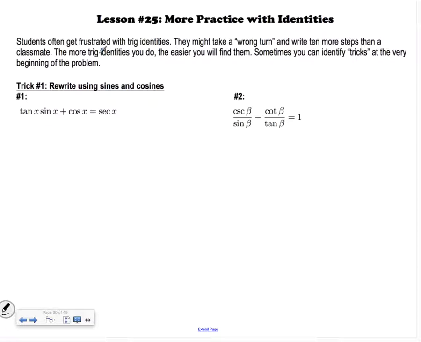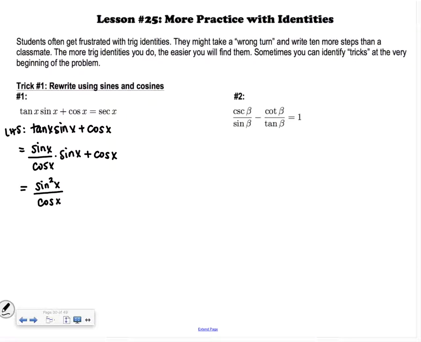As you remember with identities, you often want to show the left side equals the right side. I usually take the more complicated side, so in this case, I would take the left-hand side. I would first write it, as I said with my trick, using all sines and cosines. Tangent is sine of x over cosine of x. So when we do this, we have sine squared x over cosine of x plus cosine of x.